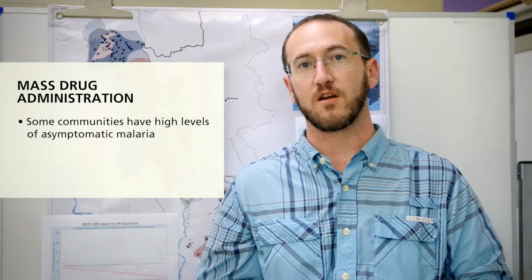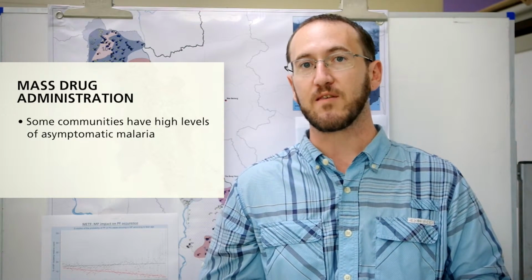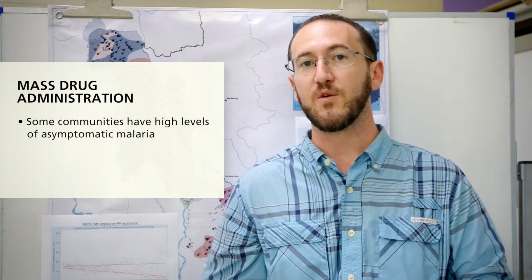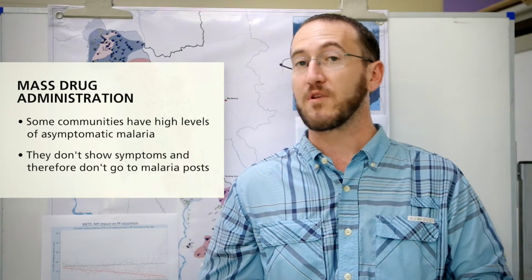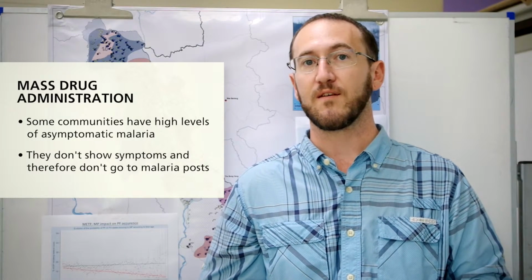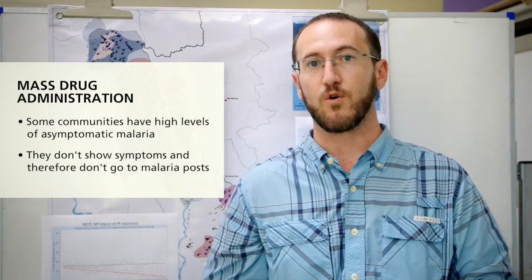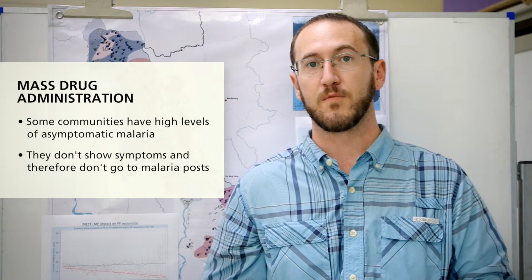For the mass drug administration, we began with an understanding that some communities in our target population had really high levels of asymptomatic malaria. These are people who do not feel sick, but they do have parasites in their blood. And they would not go to a malaria post because they don't have symptoms. We worry about these communities because they may be important reservoirs for transmission of malaria. We did not know exactly the distribution of these people across the landscape, though, or these communities across the landscape.